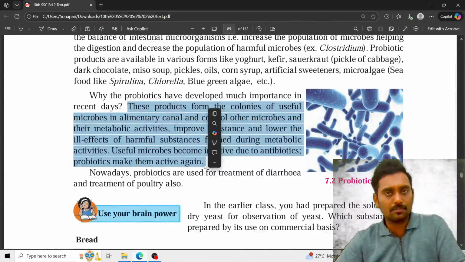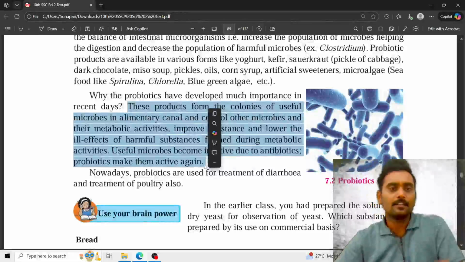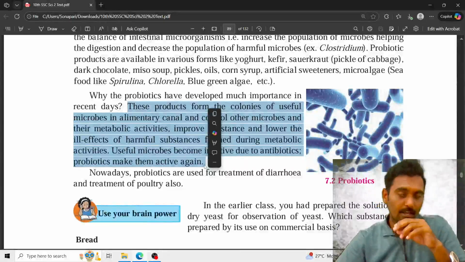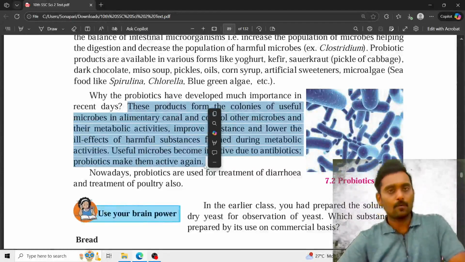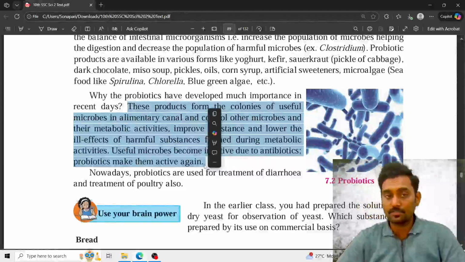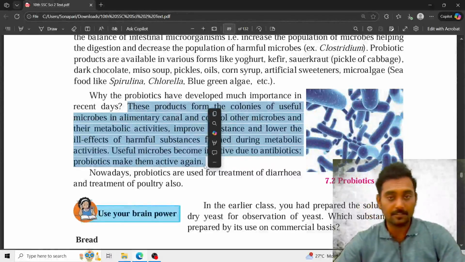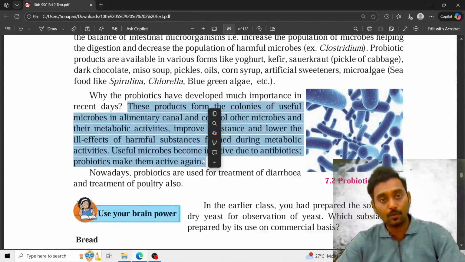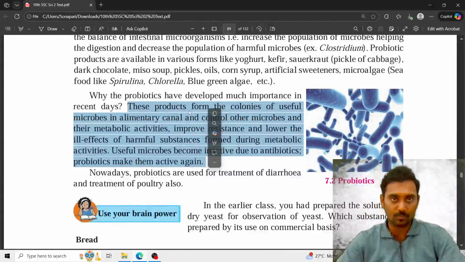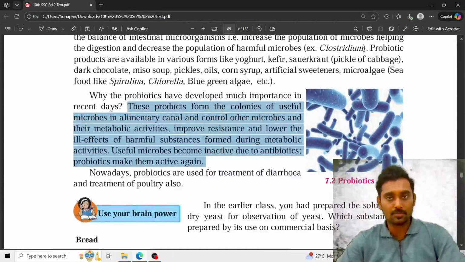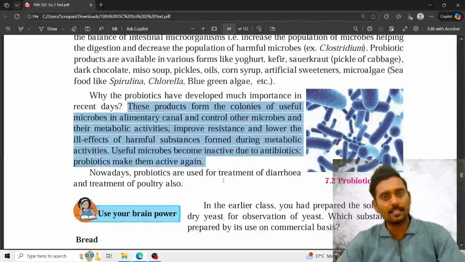So instead of that, the doctor first says to take home remedies: drink yogurt, have kefir, have pickles, eat dark chocolates, which have 75% cocoa inside. Such dark chocolates are considered a good probiotic product, which has the ability to increase the population of healthy microbes and to decrease harmful microbes like Clostridium. Nowadays probiotics are used for the treatment of diarrhea and also of poultry.